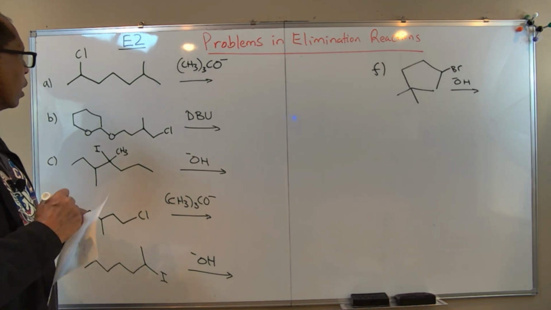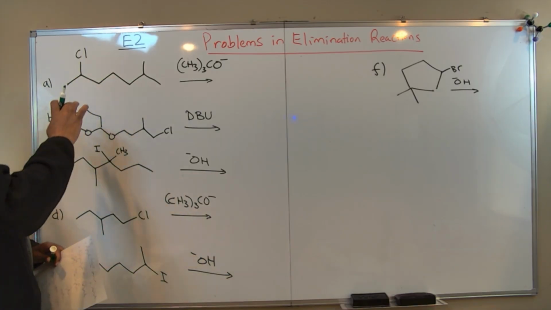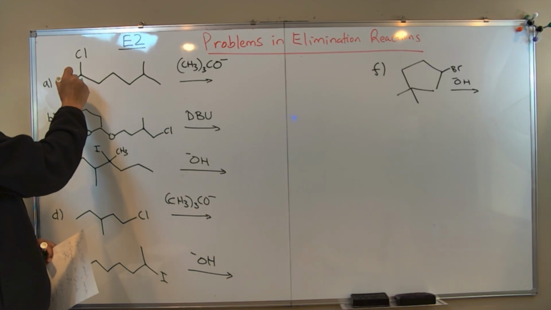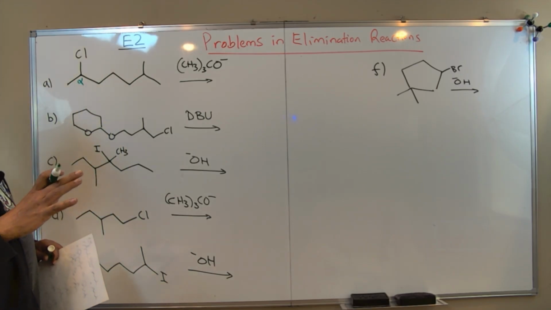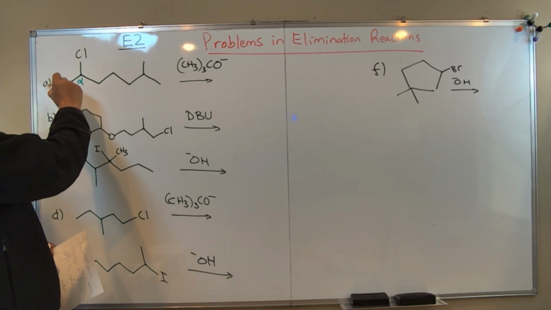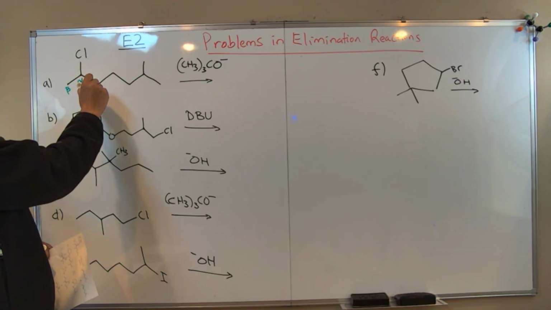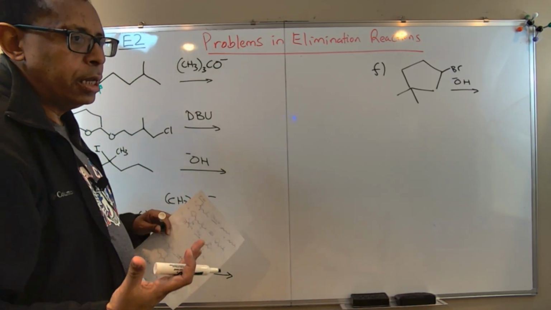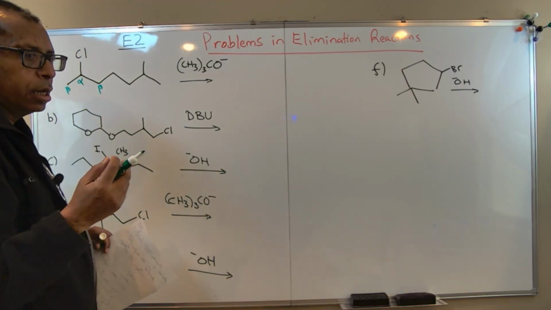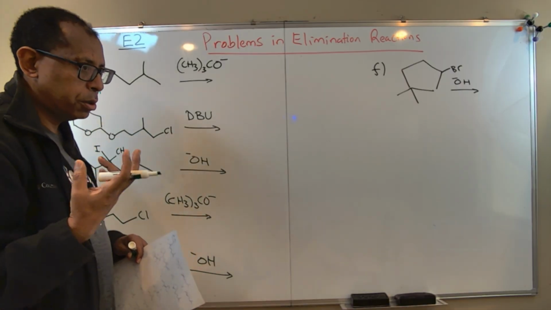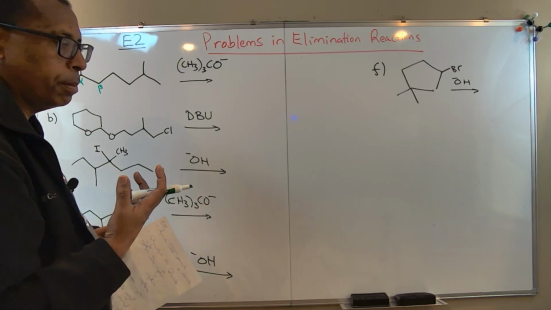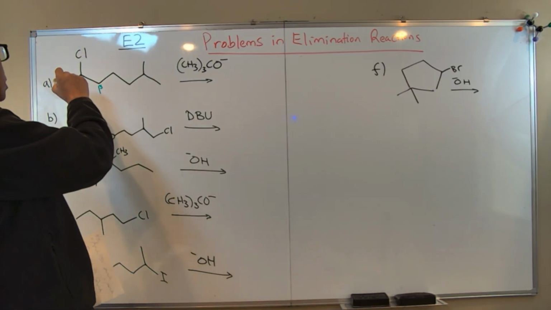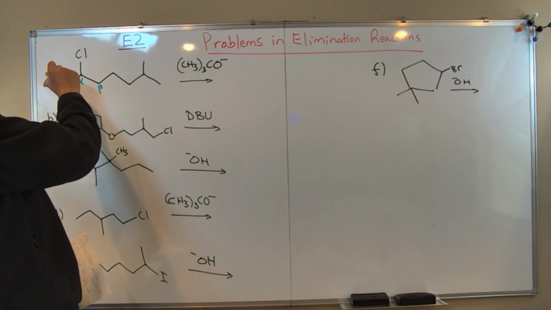the elimination can happen. For this halide here, this is the alpha carbon, and the beta carbons are this one and another beta carbon here. So this immediately tells us that there are two constitutional isomers as products of the reaction. On the beta carbons are obviously the hydrogens.